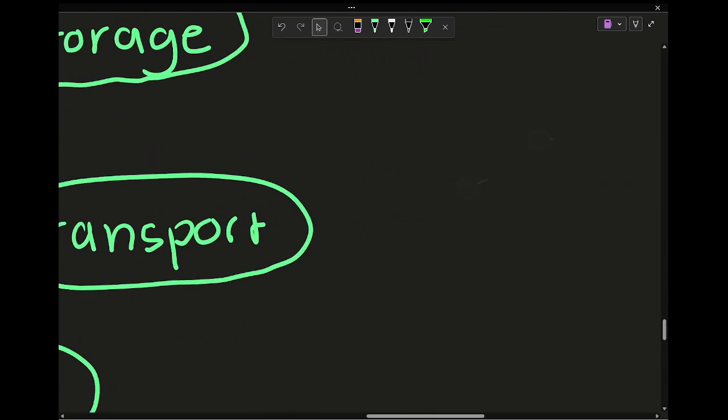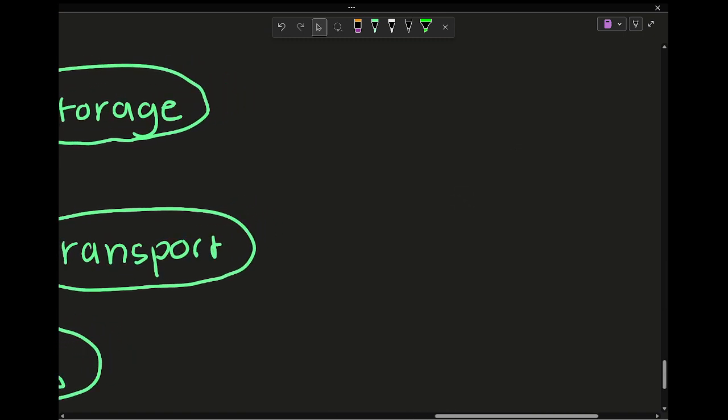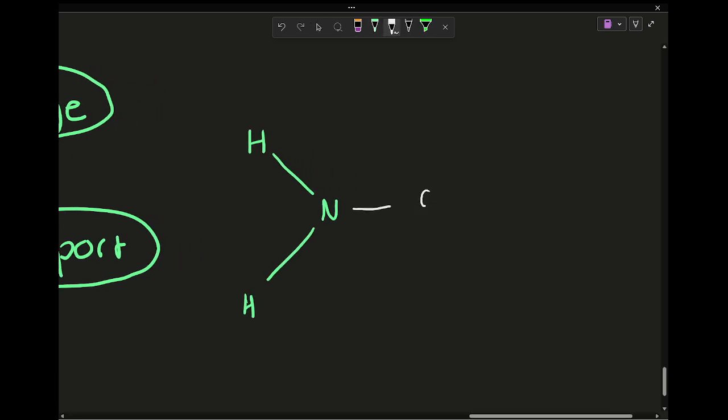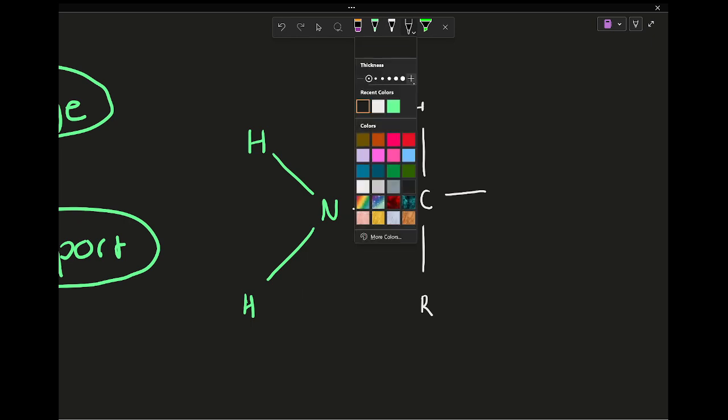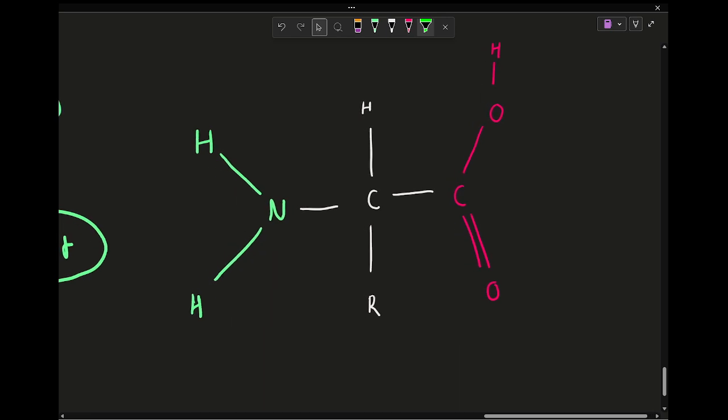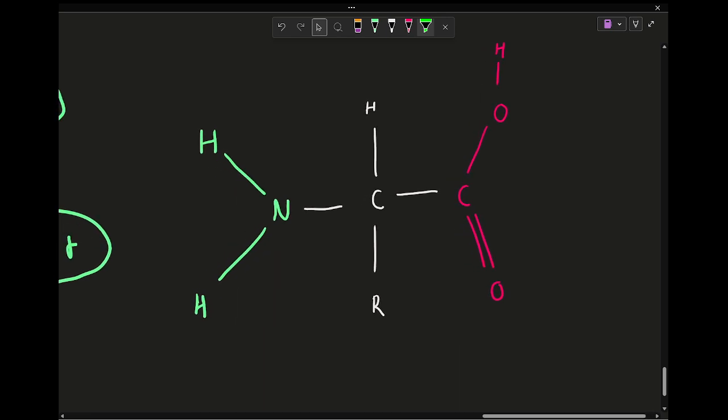Let's also just talk quickly about the structure of proteins. Not just the basic structures of an amino acid. So we can have H and H here. And then we have a central carbon, hydrogen, and then an R group. And then on this side, we can have C, O, H, O, a carboxyl group. So there's different parts to the amino acids.